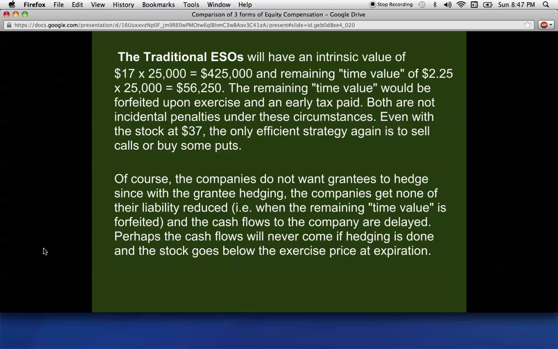Their liability is reduced when the time value is forfeited, but of course, if they hedge, they don't forfeit any time value. And the cash flows of the company are delayed when you hedge. Perhaps the cash flows will never come at all if hedging is done and the stock then goes below the exercise price at expiration.